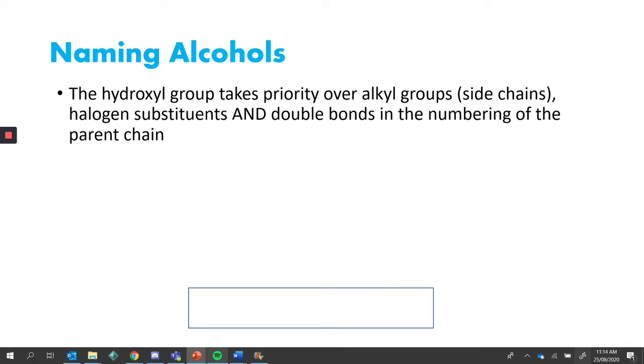So the OH group takes priority over any alkyl groups like methyl, ethyl, anything like that, and over any halogens, and over any double bonds. So it's way more important than anything else we've looked at so far.